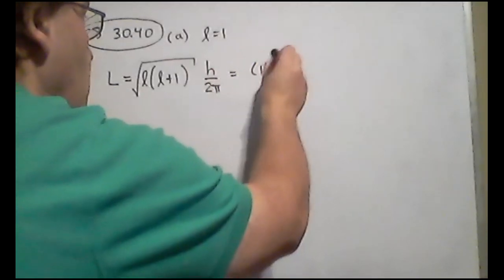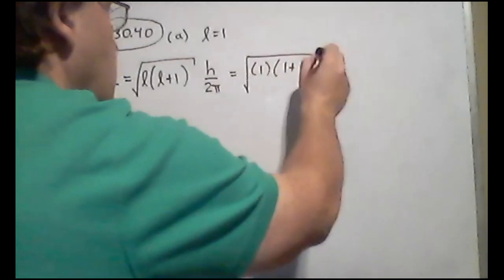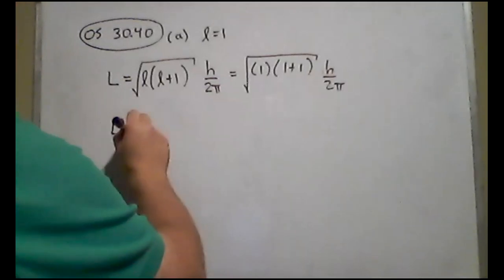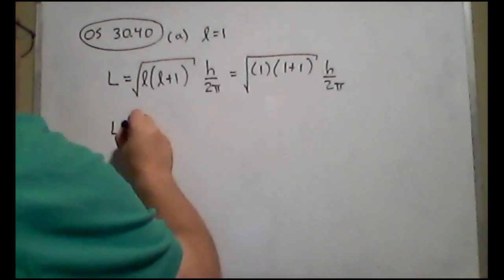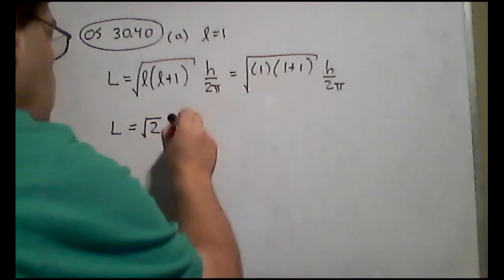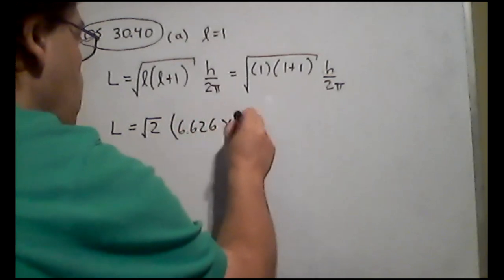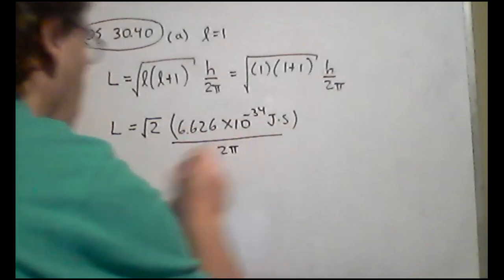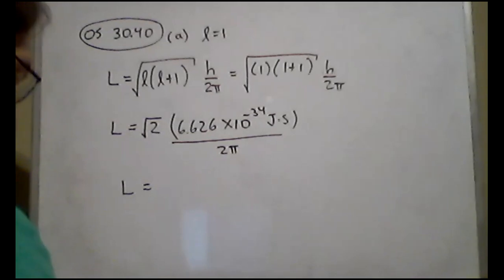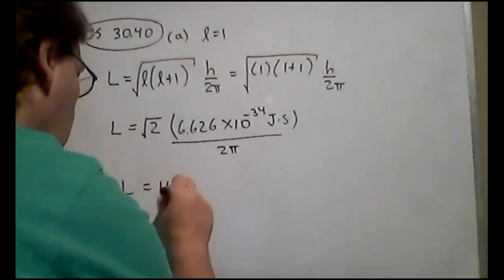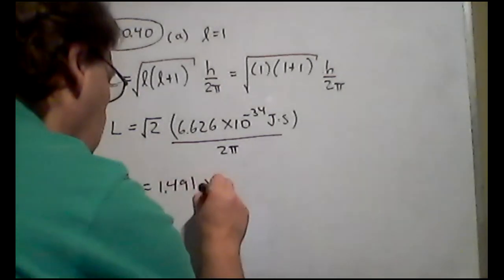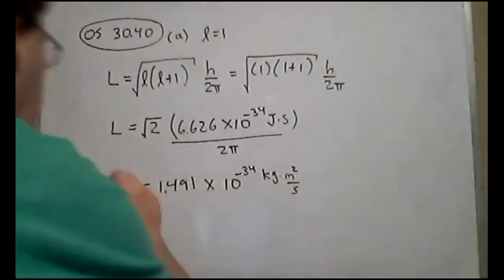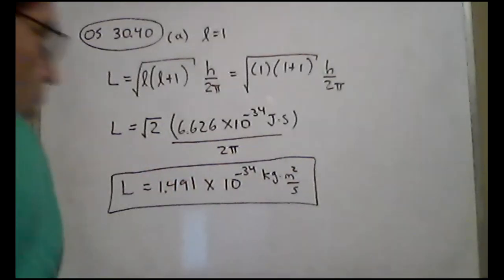That's going to be the square root of 1 times 1 plus 1, times h over 2 pi. L is the square root of 1 times 2, which is the square root of 2. Planck's constant h is 6.626 times 10 to the negative 34 joule seconds, divided by 2 pi. The orbital angular momentum for this electron is 1.491 times 10 to the negative 34 kilograms meters squared per second, sorry, meters squared. That is the orbital angular momentum of the electron.